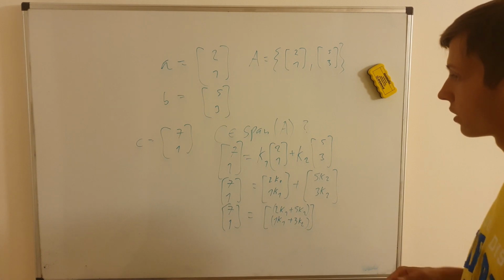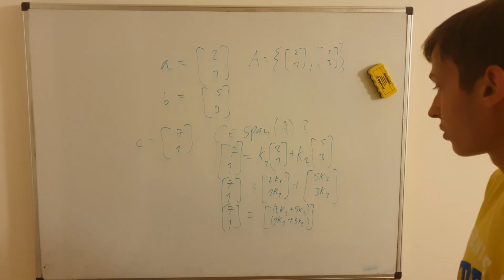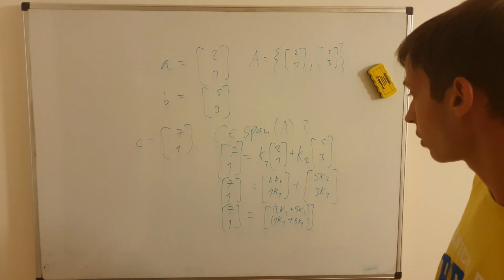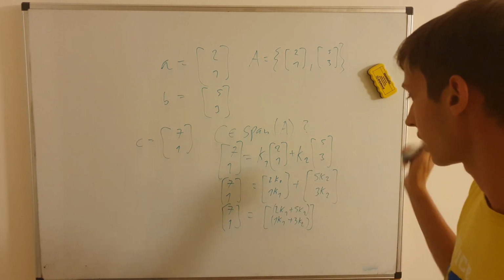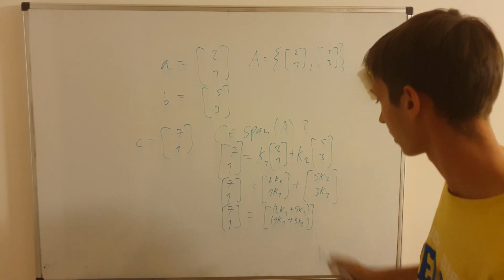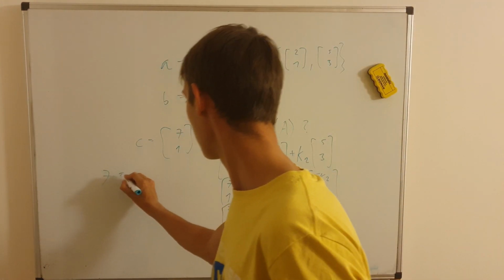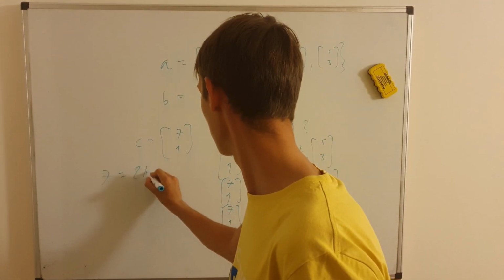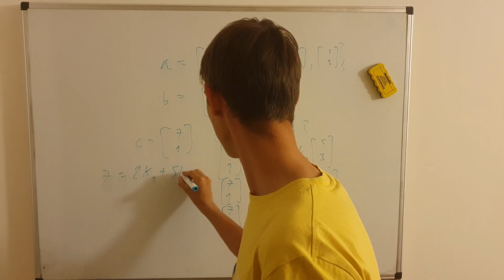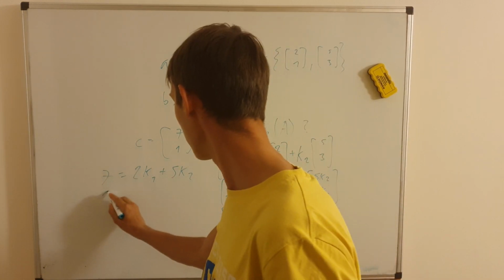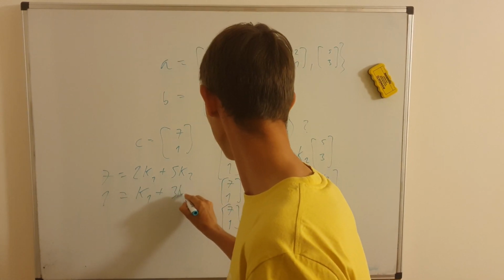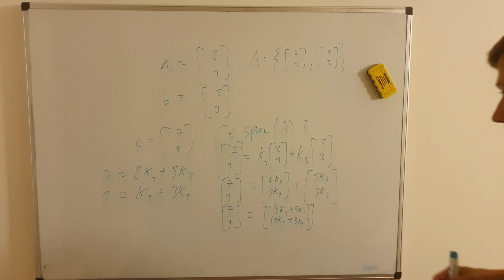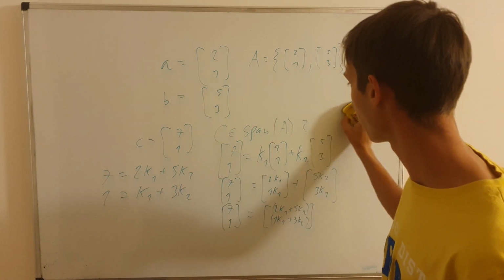And now for vectors, another rule to keep in mind and use is we can make equal the corresponding entries. So the x entry on the left side and the x entry on the right side should be equal, just like the y entry. That means 7 will equal 2k1 plus 5k2, and 1 will equal k1 plus 3k2. So now this is the way we slowly go to the system of linear equations.